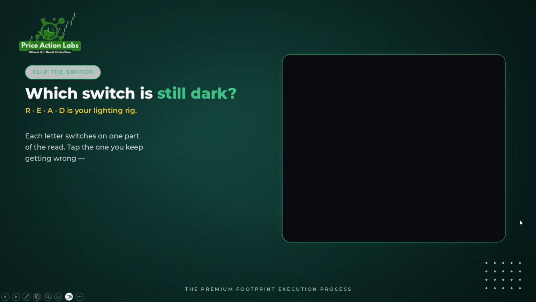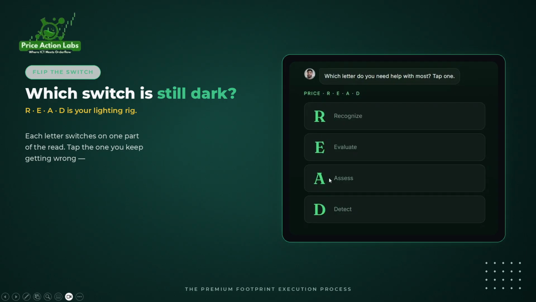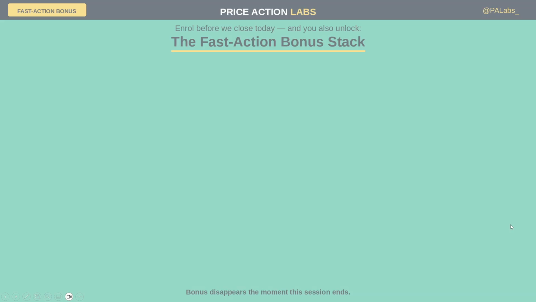This is how we fix something that's in the dark, right? We go through the READ method: recognize, evaluate, assess, and detect.